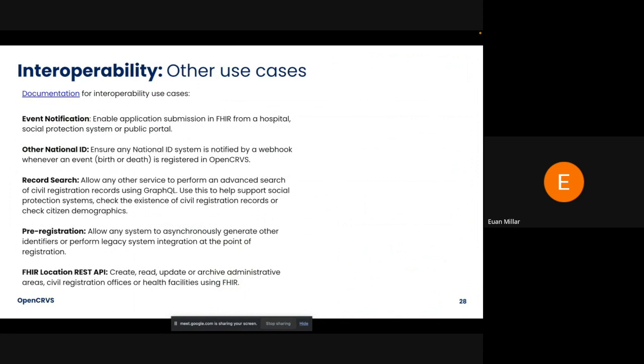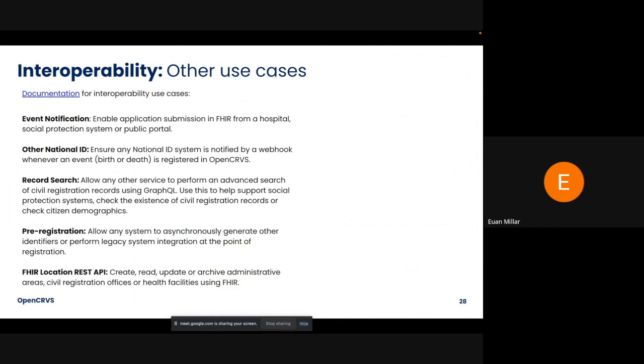Fourth interoperability use case, at the point of registration, just before the registration happens. So you can imagine the staff have validated all the forms, they validated the supporting documentation, they click register, we deduplicate, and then we're happy to actually register in the back end. At that point, you can allow any legacy system to asynchronously generate other identifiers that you may need, or perform an integration into a legacy system. If you're implementing OpenCRVS in parallel with an existing system and you're gradually scaling, that could be useful.